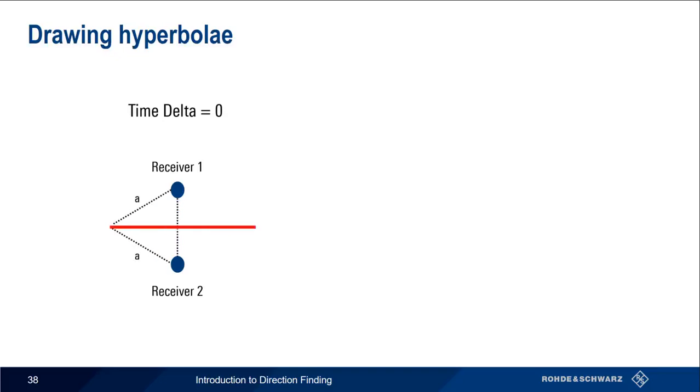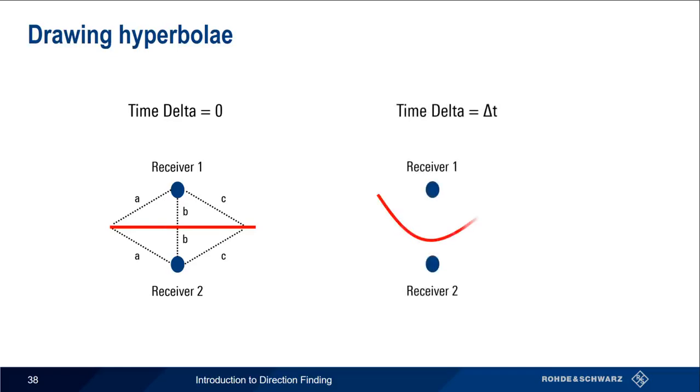Let's look at how hyperbolae are created. To create a hyperbola, we need 2 receivers, and we need to measure the delta time between receive times at both receivers. If our time delta is 0, then the hyperbola will be a straight line between the 2 receivers, because every point on this line is the same distance from both receivers. On the other hand, the hyperbola will be curved if the difference in time of arrival between the 2 receivers is non-zero.